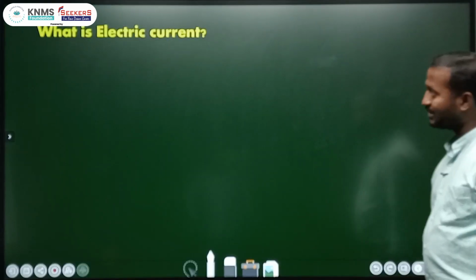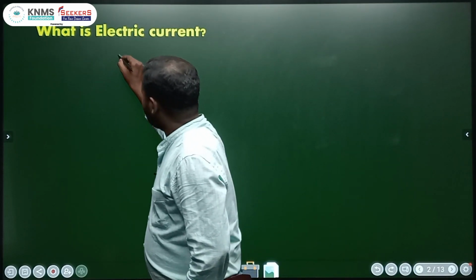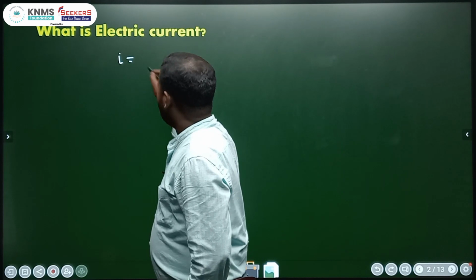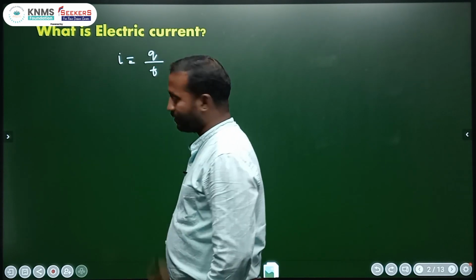Let us get started with current electricity. What is electric current? Electric current is represented by I, and it is how much charge is flowing per unit time through a cross section.